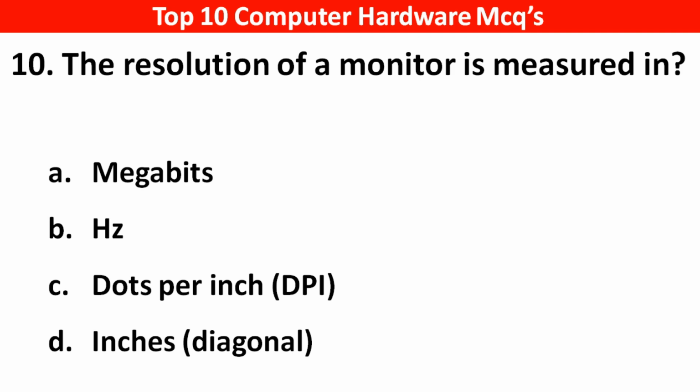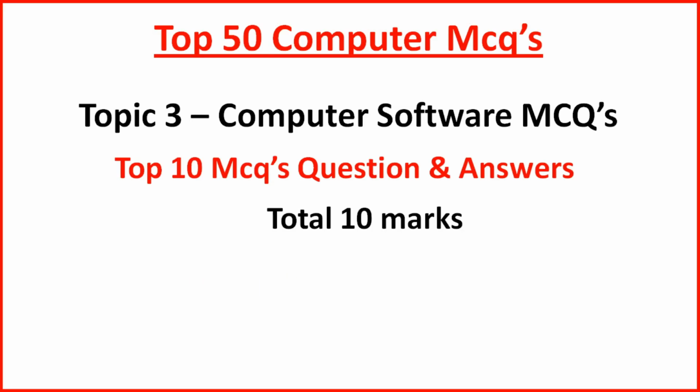options A, megabits, B, hertz, C, dots per inch, D, inch. Right answer is option C, dots per inch, DPI. Next topic, computer software MCQs.